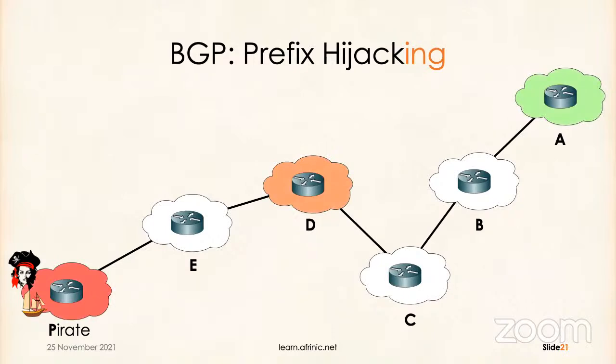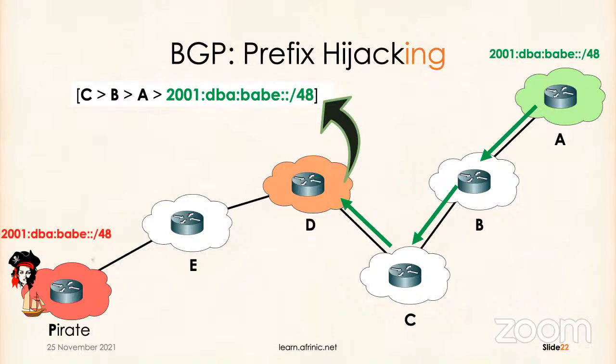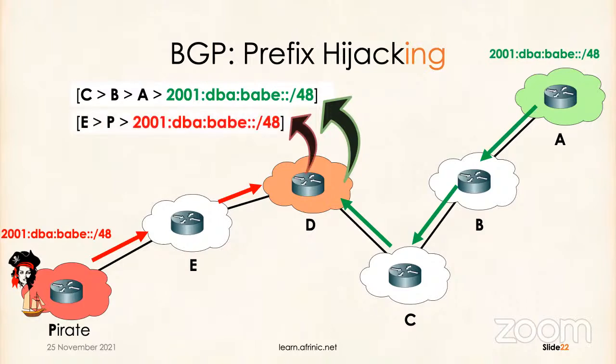Now A is the good green AS, and they announce the right prefix, the IPv6 prefix, to D, for example. Now, in the BGP table, with the AS path, that prefix is installed, so you can get to A through C, B. Now, it's also possible the pirate AS can announce that same prefix. They can do that. BGP will allow them to do it. Nobody will stop them. And this also goes into the BGP routing table.